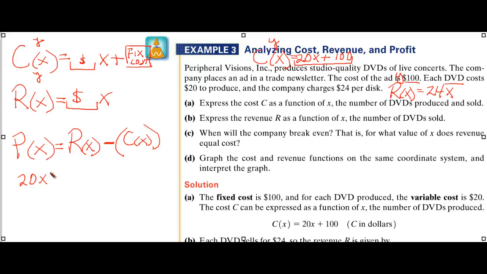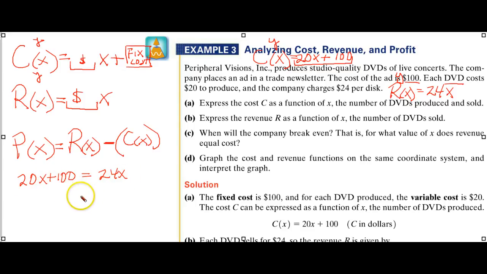So our formula would be 20x plus 100 equals 24x. And this would be our cost. And this would be what we take in, the selling price. And we're looking how many of these units in order to break even.